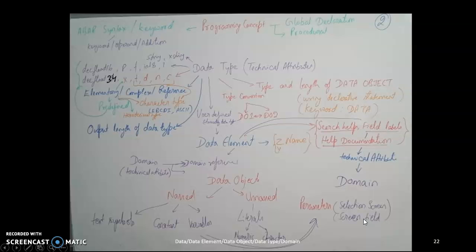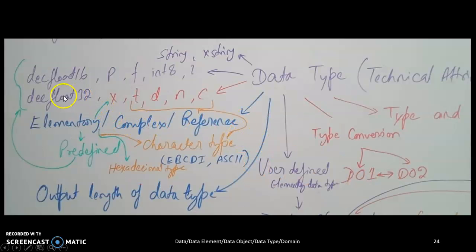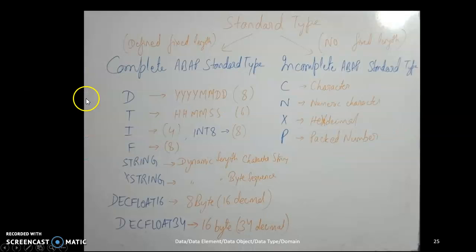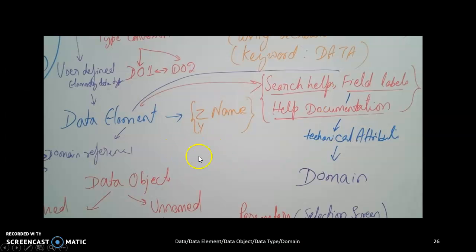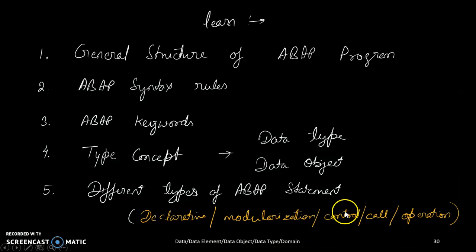That means the same data type, you can call it from the parameter, and if you call it from the parameter, it will come out on the screen, and on the screen you can put the value. That value will be stored in the data object. So we have made this brief, a small snapshot, so that you can understand. This is DEC flow 34, not 32, and this is the chart again regarding the different types. And here data objects again, named and unnamed, which we have discussed now.